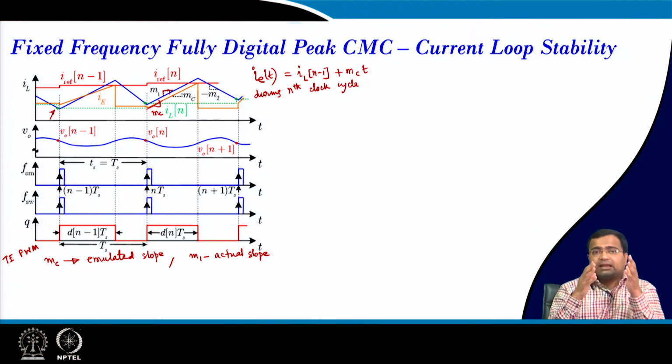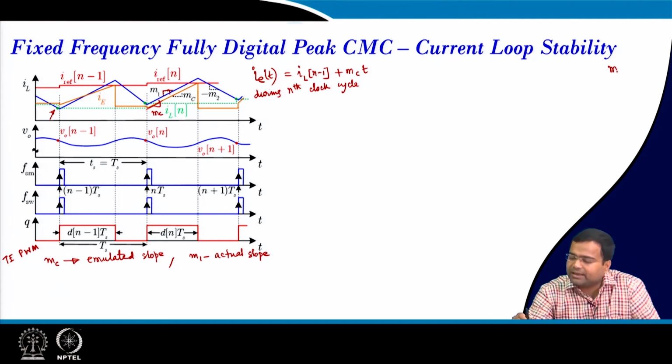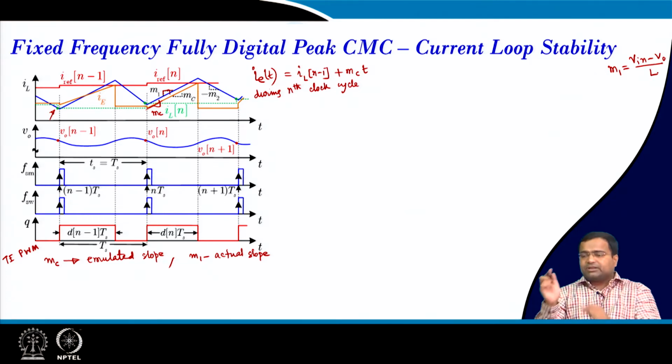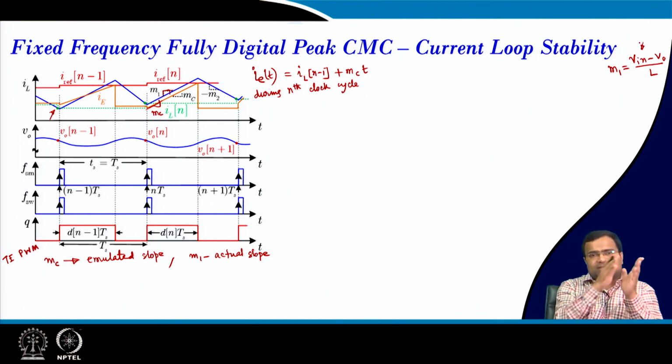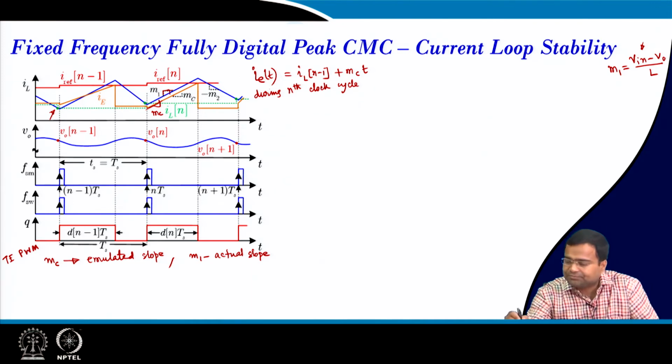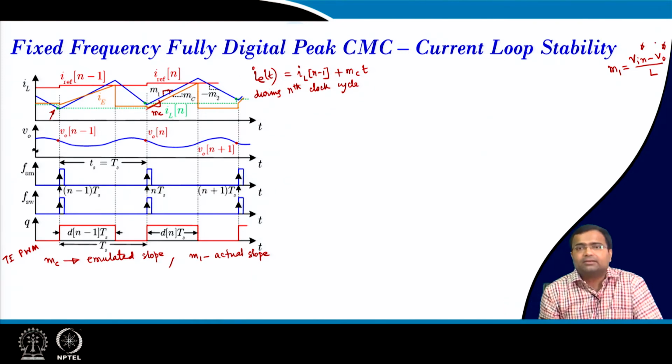First of all, that method is not robust, because what is M1? M1 is (Vin minus V0) by L. So, in order to extract that information, you need to get input voltage information that you can sense, and you can pass through D2A convert ADC. Voltage you are already taking, no problem, but how do you get the inductor value?